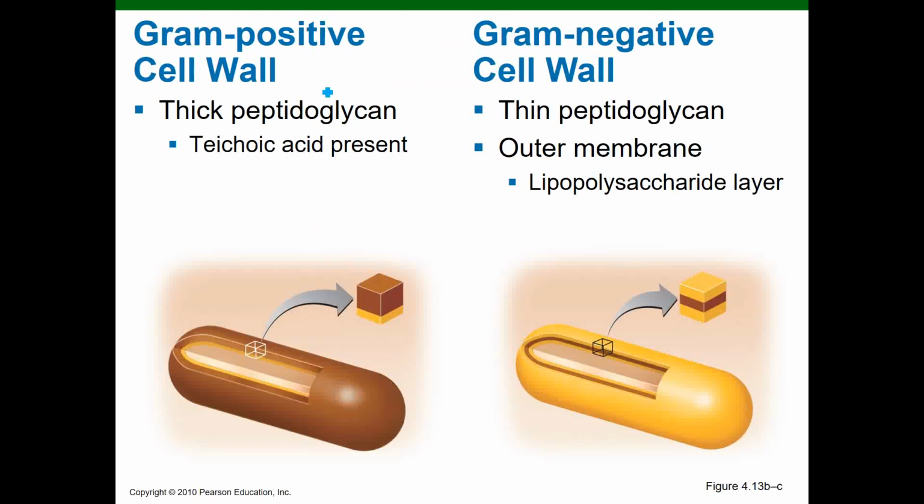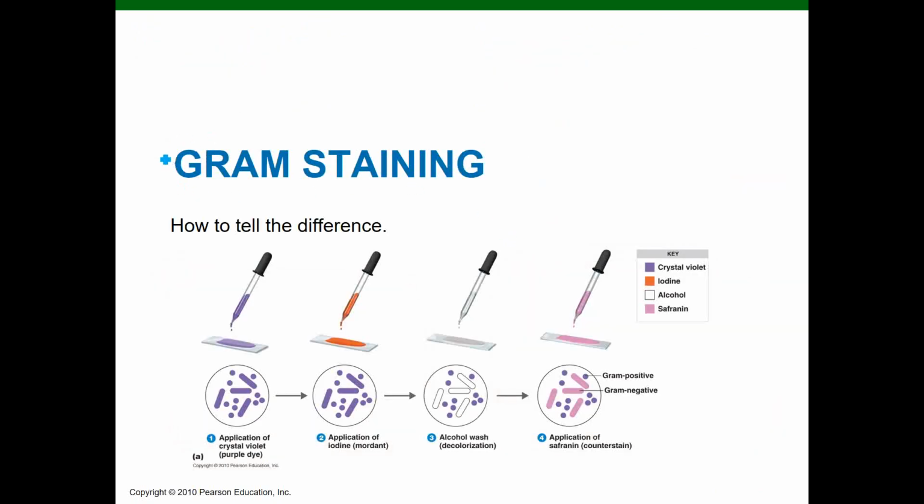Okay, so again, this is just a little compare and contrast for you guys. This is our gram-positive cell wall, thick layer of peptidoglycan with teichoic acid present. Gram-negative cell wall, thin layer of peptidoglycan sandwiched in between two lipopolysaccharide layers. All right, so this brings us back to gram staining. We talked a little bit last time about the actual lab technique of gram staining, the dyes you add. Now we're going to tie in the cell biology with that actual technique and result: how to tell the difference between gram-positive and gram-negative cells, right?